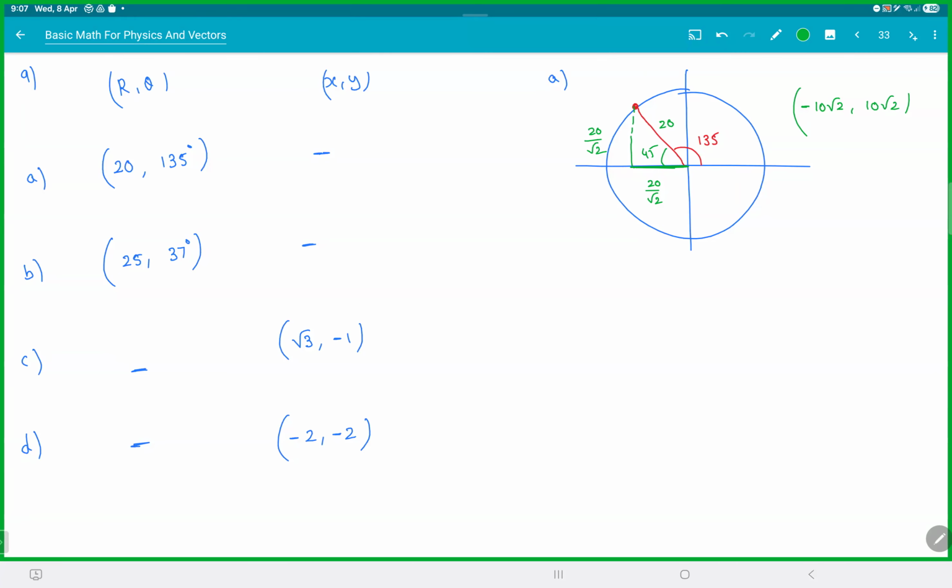Understood how I got 20 by root 2, right? 20 cos 45, 20 sin 45, and sin 45 is 1 by root 2. That's it. That's how you do this.